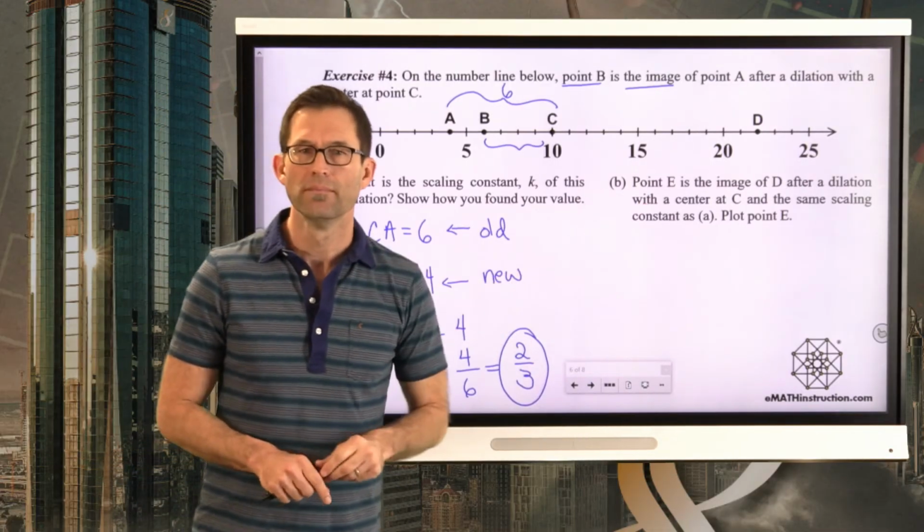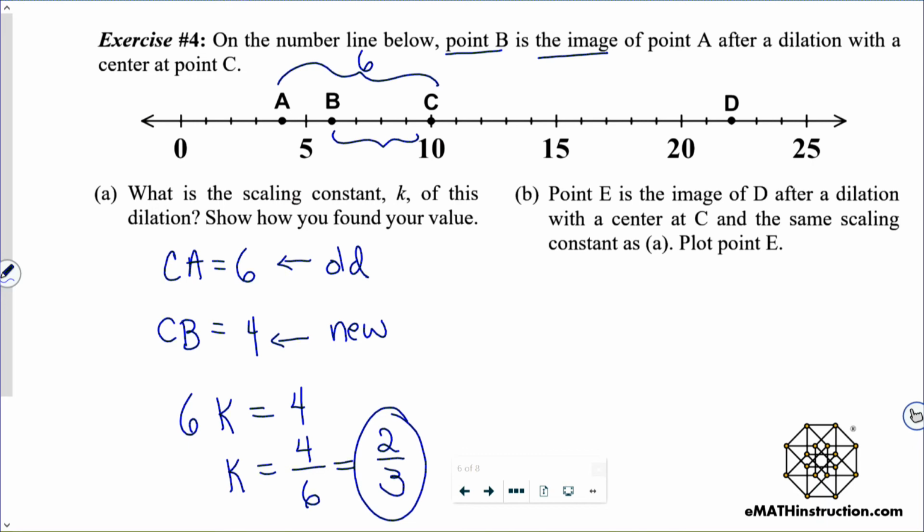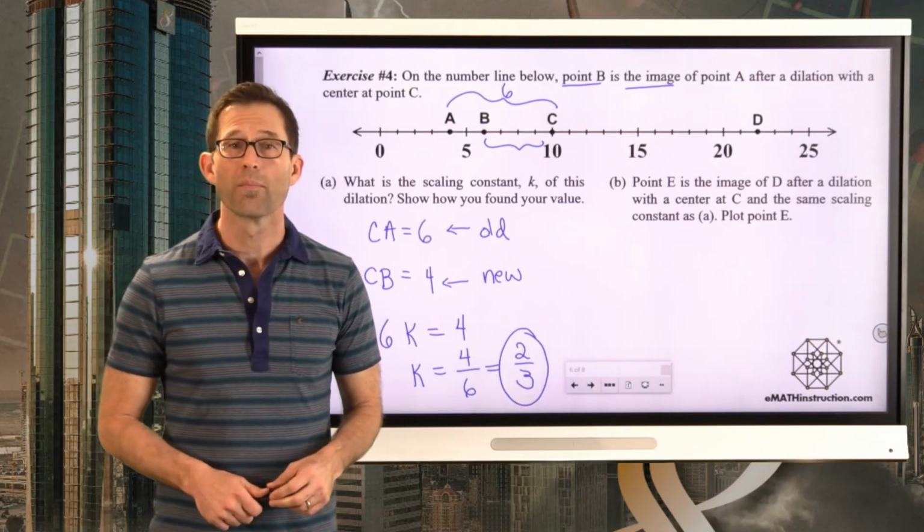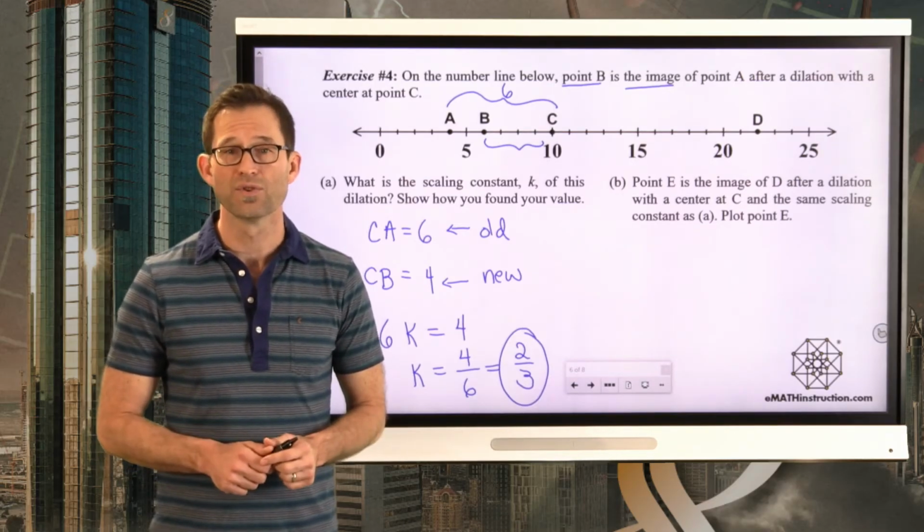So now let's look at part B. Point E is the image of D after a dilation with a center at C and the same scaling constant as A. Plot point E. All right, well, see if you can figure out on this number line where point E goes. Pause the video now and see what you can do.